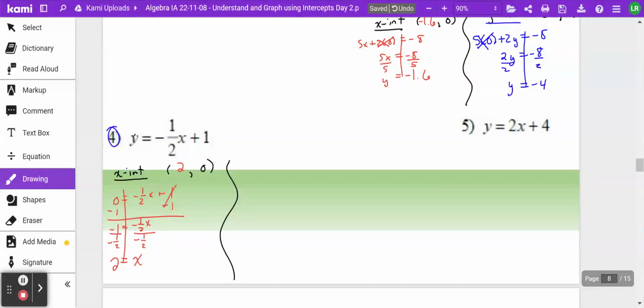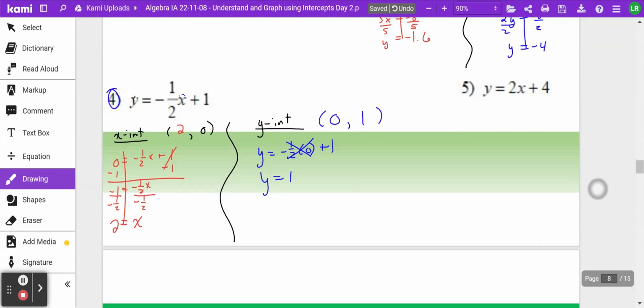For the y-intercept, this time we are putting in a 0 for x. So I'm putting my 0 here. So I would get y equals negative 1/2 times 0 plus 1. Well, negative 1/2 times 0 is 0. And now I get y equals 1. And I'd be able to plot that.